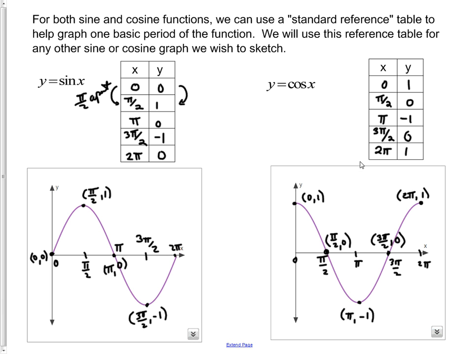We've got 5 key points, each of them pi over 2 apart, and our y values oscillate between positive 1 and negative 1. And so this is going to be really, really helpful because we're going to use this basic pattern to help us see what happens if we change the amplitude or the period of the function. All right, so more to come.